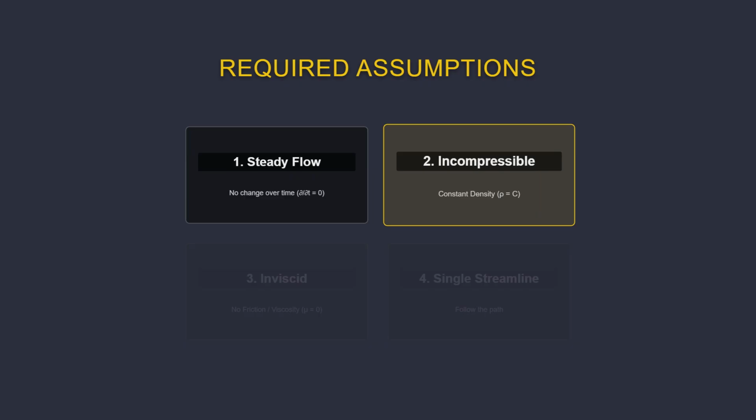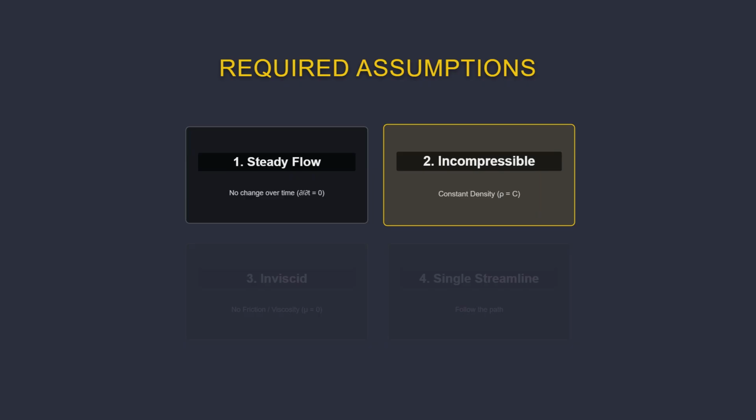Fourth, the equation applies strictly along a single streamline. It can only be applied across multiple streamlines if the flow is also irrotational. Real-world engineering applications must always incorporate empirical loss coefficients to accurately account for viscous dissipation and friction effects. In horizontal flow systems, the potential energy term, ρgz, is often neglected or cancels out, simplifying the relationship between static and dynamic pressure.